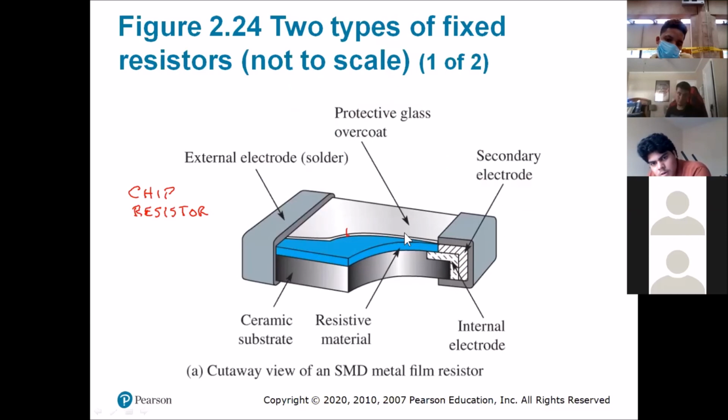What is the ceramic substrate? This is the ceramic substrate. Substrate means a layer you put below something. So in other words, you have your resistive material, and below that you have your ceramic material. This is our mechanical support. This is our resistive material.